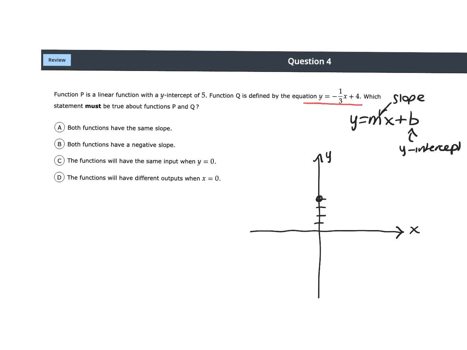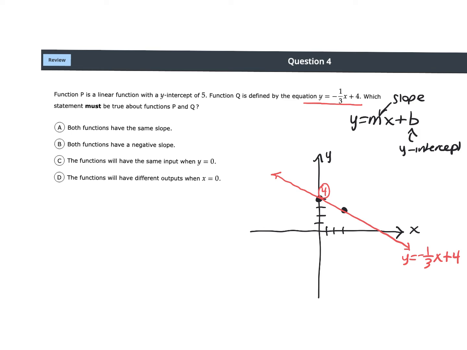It has a y-intercept of 4, and it goes down 1 and over 3. I'll connect those points with that red line. And I'll say this would be what that first function looks like, y equals negative 1/3 x plus 4. I'll just make a note, this is that y-intercept 4.